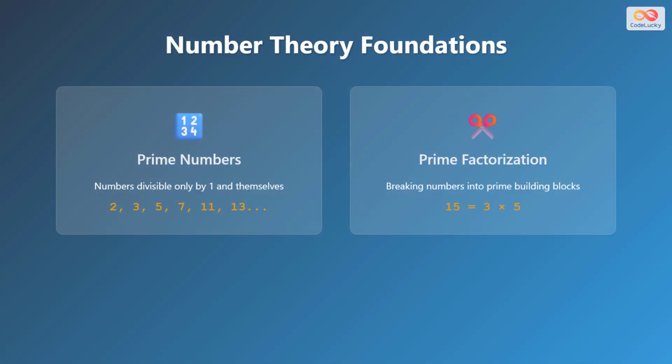Let's explore the number theory foundations essential to cryptography. First, we have prime numbers, which are numbers divisible only by 1 and themselves. Examples of prime numbers include 2, 3, 5, 7, 11, 13, and so on. Next, we have prime factorization, which involves breaking numbers down into their prime building blocks. For instance, the number 15 can be broken down into 3 times 5, where both 3 and 5 are prime numbers.